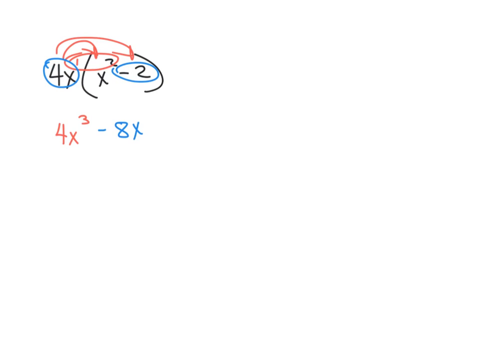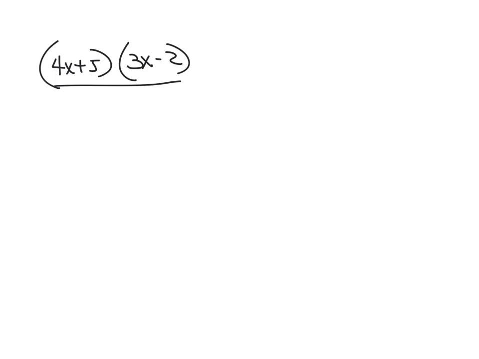Alright, let's look at the next example. Let's look at doing the FOIL method. That's just another way of multiplying polynomials. 4x plus 5 times 3x minus 2. Gosh, the book has you doing it a different way. I don't understand why they have you doing it that way. I say just do the FOIL method. That's what you're used to doing. So go ahead and do it that way.